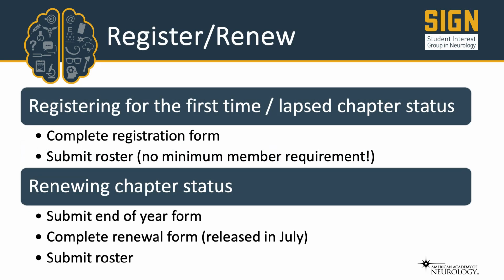If you are registering for the first time or you have lapsed chapter status, meaning you're not sure whether your chapter was active last year or not, then you should complete our registration form, also on aan.com/sign, and submit your roster, which we have a template for as well. We should note that there is no minimum member requirement, so you can submit this roster even if you plan to hold recruitment events later.